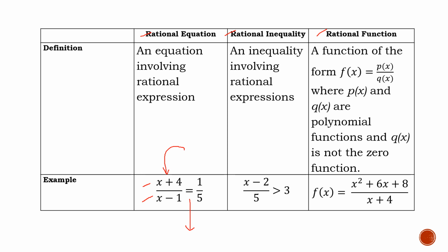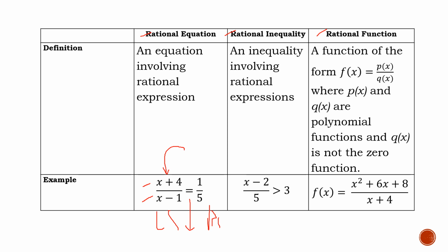First thing to consider is your equal sign here between your right side and your left side. So if the symbol between your right side and left side is an equal sign, plus there is an involvement of rational expression, then the example or the given is a rational equation.